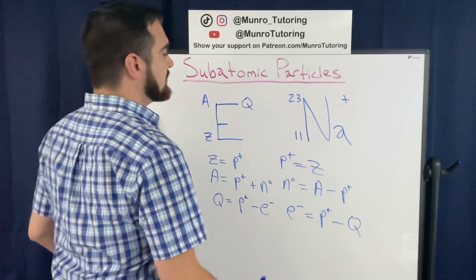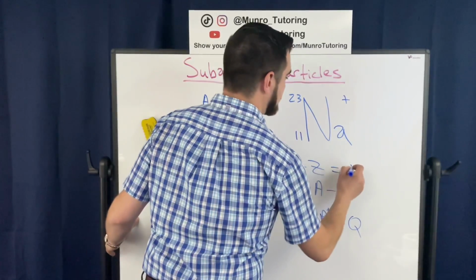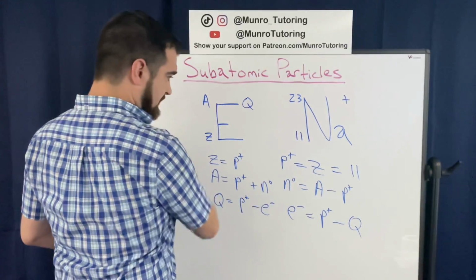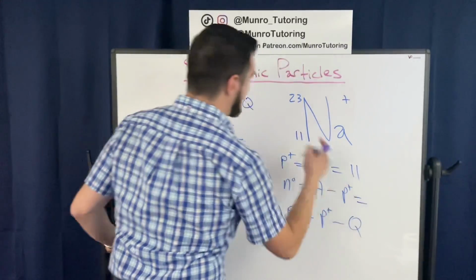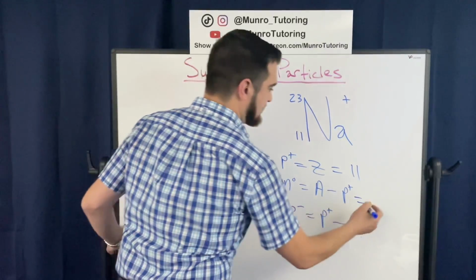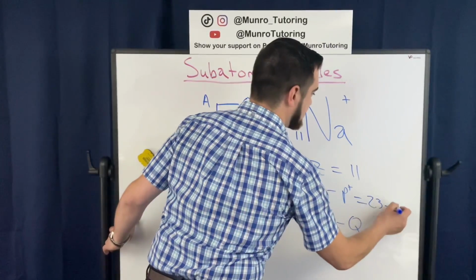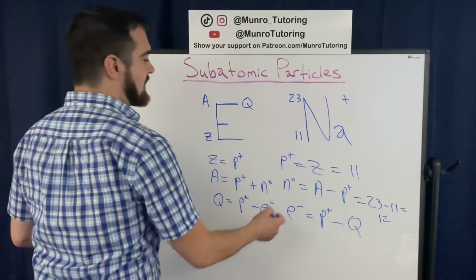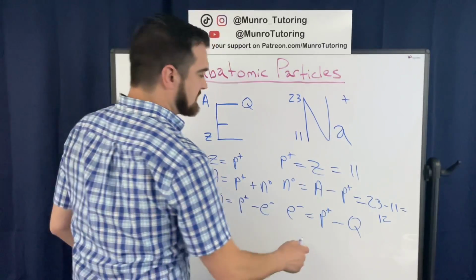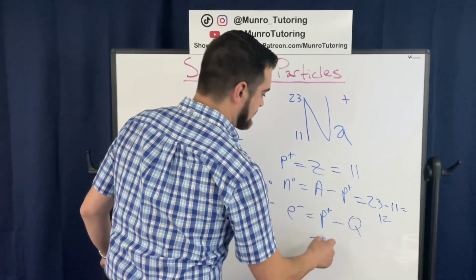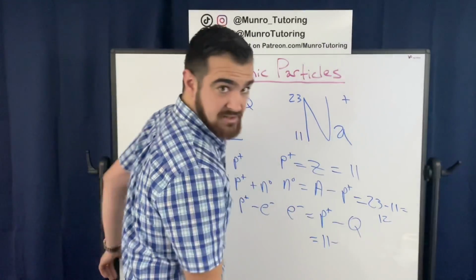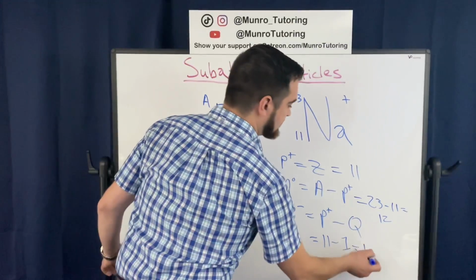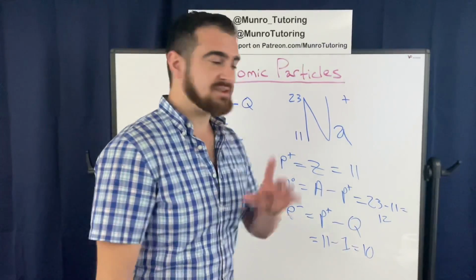So with this, we can say that the number of protons was 11, because that's Z is 11. The number of neutrons is going to be the mass number, which is 23, minus the number of protons. So we have 23 minus 11 is equal to 12. And then the number of electrons is going to be the number of protons, 11, minus the charge, a positive 1, so we could just put a 1 there, and that gives us 10. So that's how we solved this one.